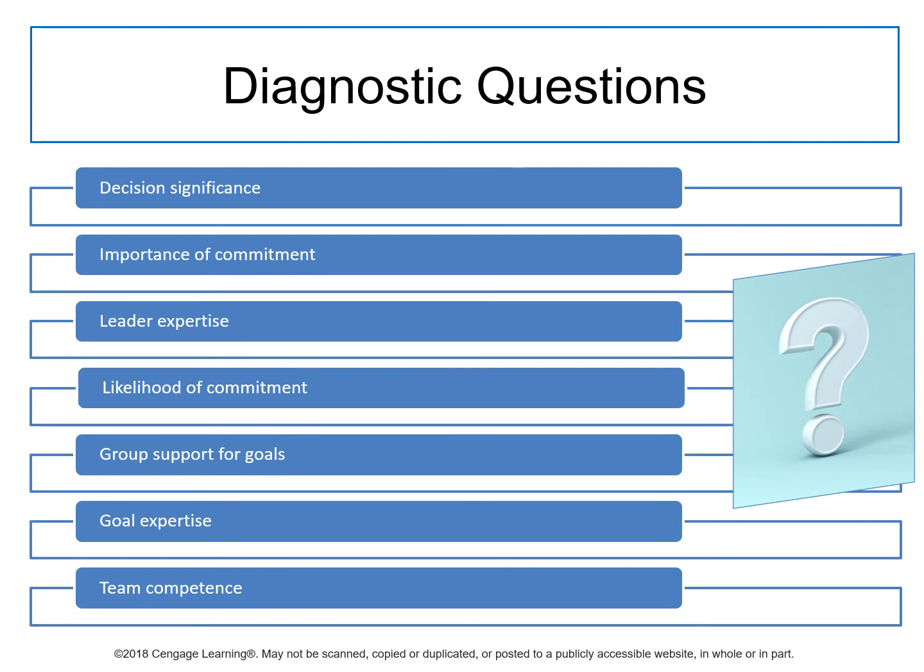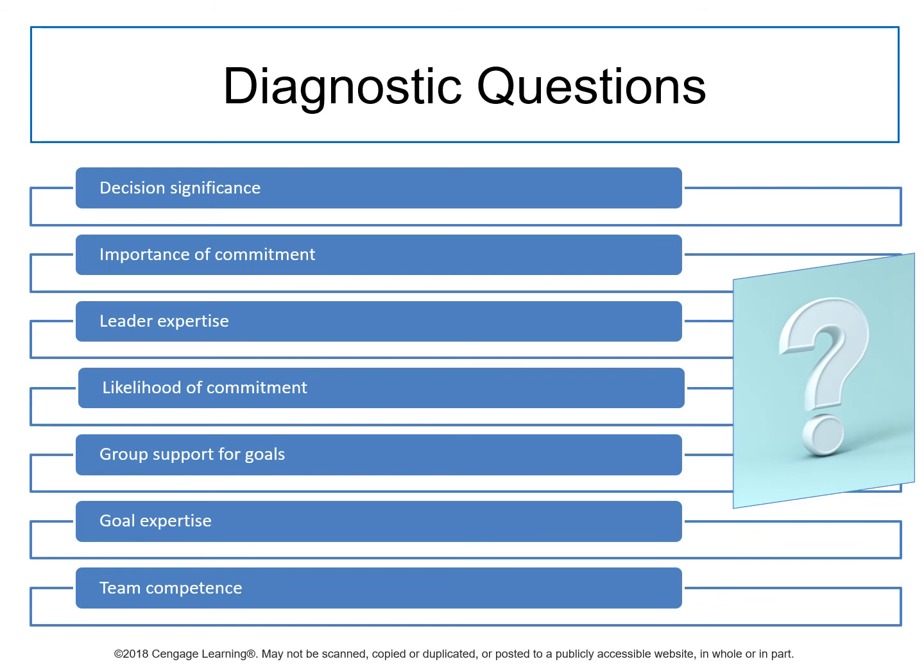In this model, leaders can analyze the appropriate degree of participation of followers by answering 7 diagnostic questions. These questions are around decision significance. How significant is this decision for the project at hand or the organization? If the decision is highly important and a high quality decision is needed for the success of the project or organization, the leader has to be actively involved.